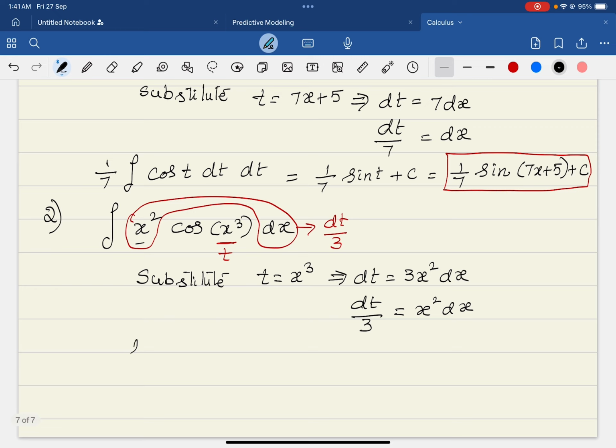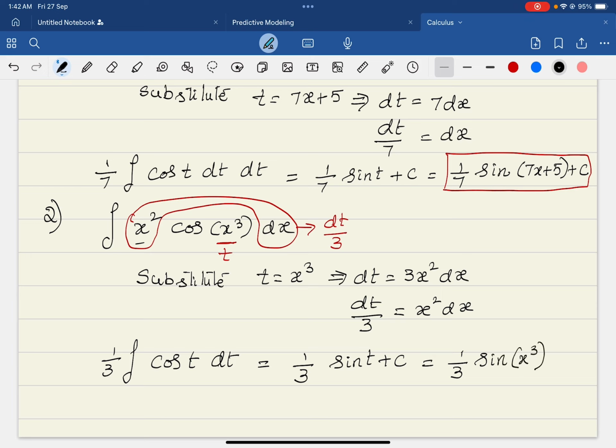Now we write the basic integral as cosine of t, and x square dx is dt by 3. So I write this as 1 by 3. The integral of cosine is sine, so it is sine t plus c. The problem will be over when you replace t. t is x cube. So 1 by 3 times sine of x cube plus c is the solution. I hope it's understood how to do this using the substitution method. Let us see some more problems on this.